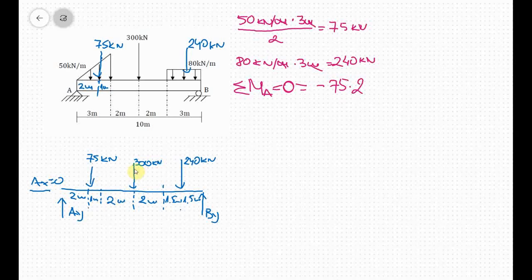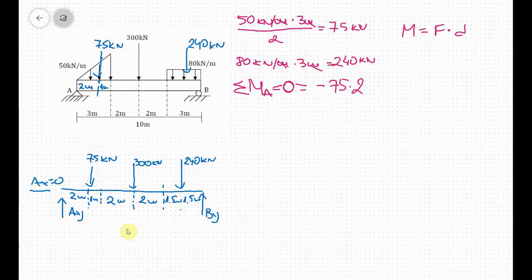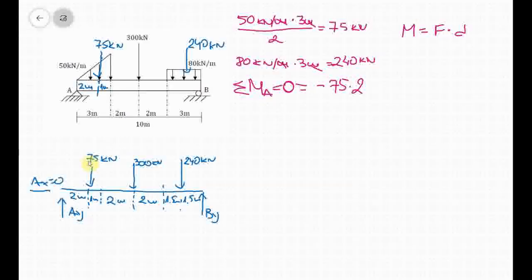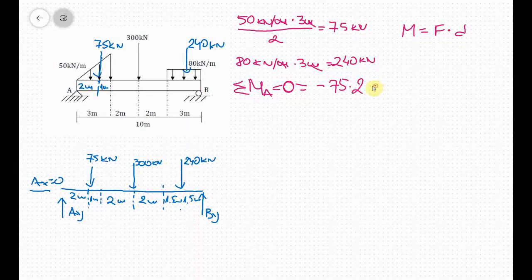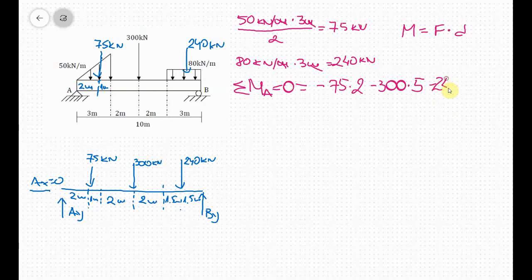Next, we have 300 kilonewtons, but before I go further, I will write just to make it clear. We know from physics that moment is equal to force times distance. So 300 kilonewtons makes a clockwise rotation, so it is minus, times the distance of 5 meters. Next, 240 kilonewtons, again clockwise rotation, times the distance of 3 plus 2, 5 plus 2, 7 plus 1.5, 8.5.